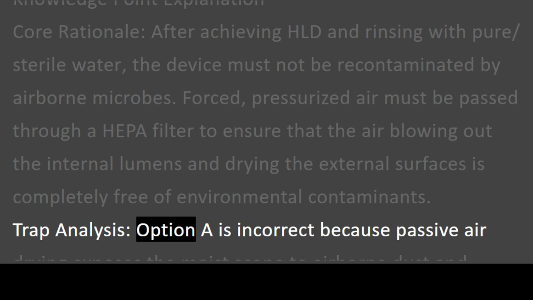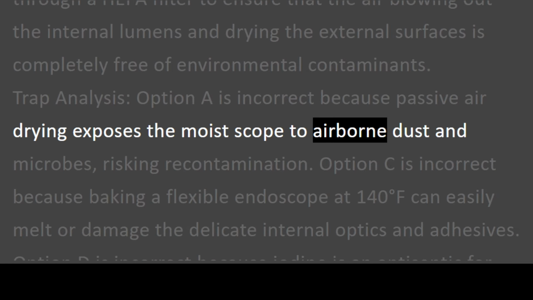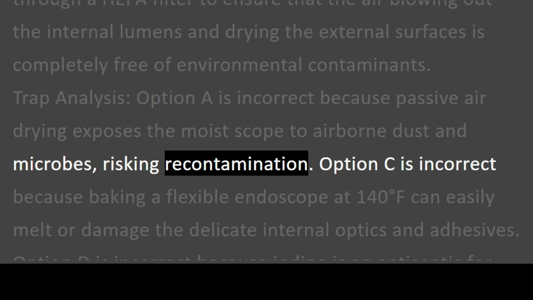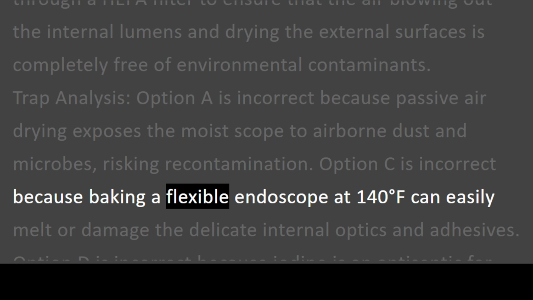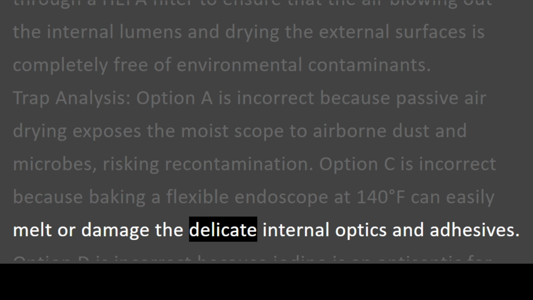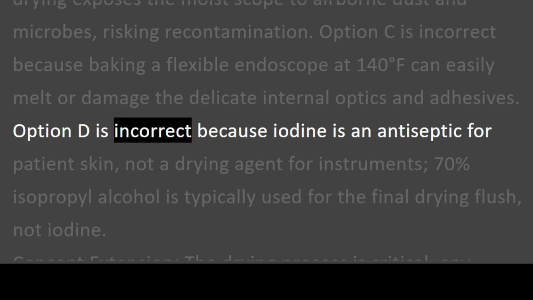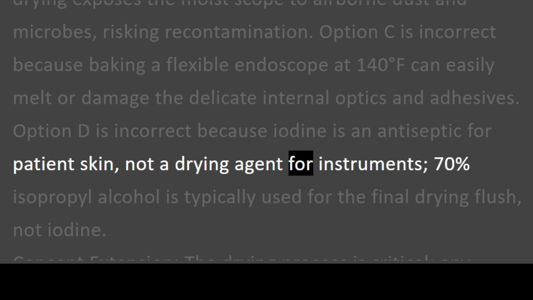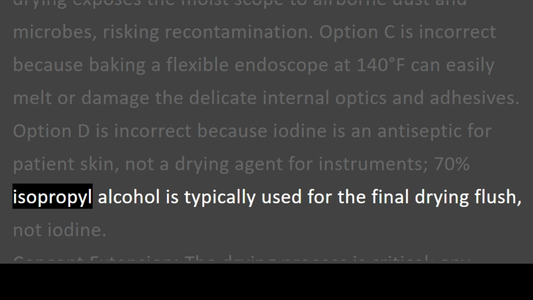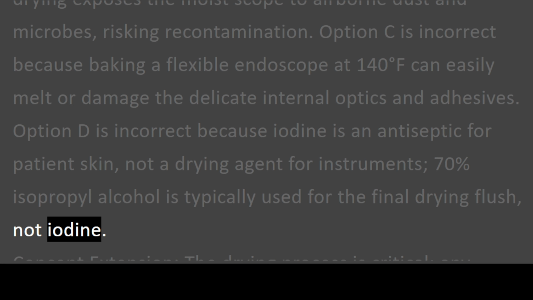Trap analysis. Option A is incorrect because passive air drying exposes the moist scope to airborne dust and microbes, risking recontamination. Option C is incorrect because baking a flexible endoscope at 140 degrees Fahrenheit can easily melt or damage the delicate internal optics and adhesives. Option D is incorrect because iodine is an antiseptic for patient skin, not a drying agent for instruments. 70% isopropyl alcohol is typically used for the final drying flush, not iodine.